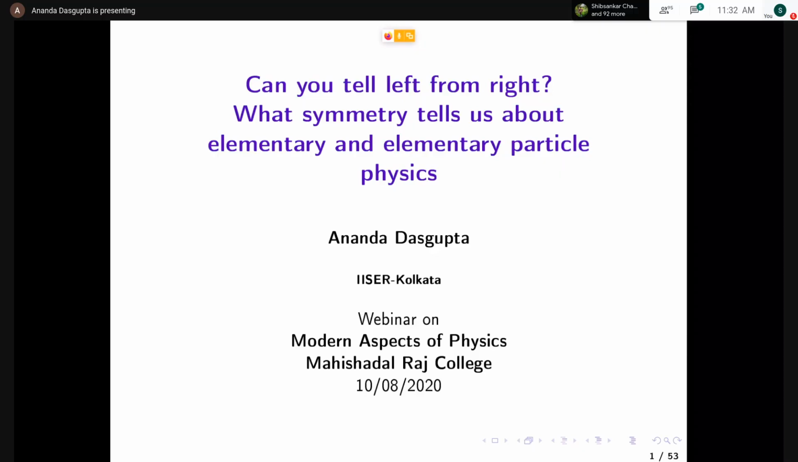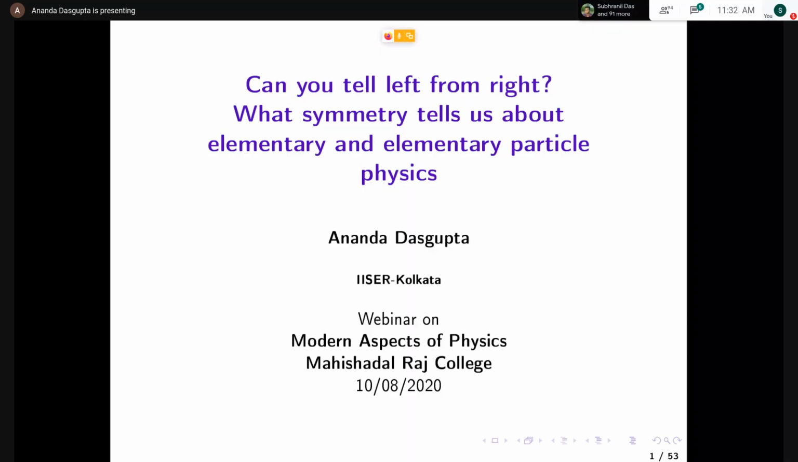Begin now properly. Now, as you can see, this talk is on symmetry. The title is Can You Tell Left from Right? The subtitle is What Symmetry Tells Us About Elementary and Elementary Particle Physics. The repetition of the word elementary in the title, of course, is not a mistake. I meant elementary physics. That's what I'm going to spend most of my time on. And then we will, near the end, talk about what it tells us about elementary particle physics as well.